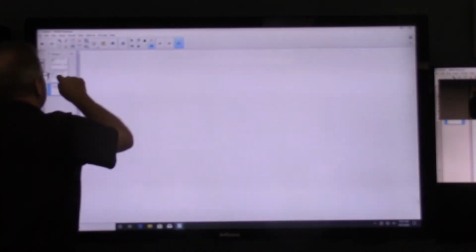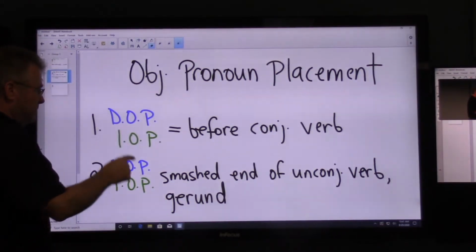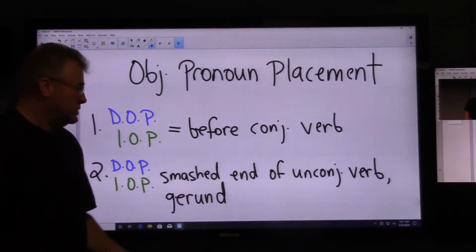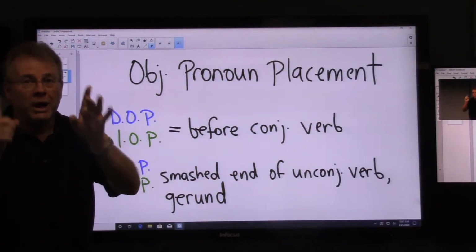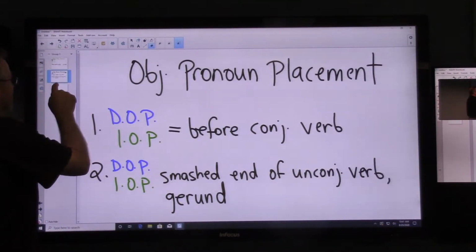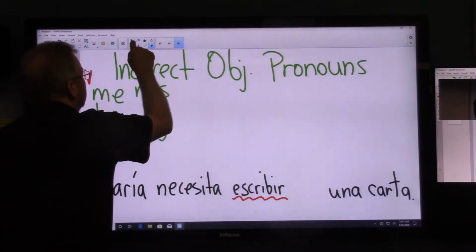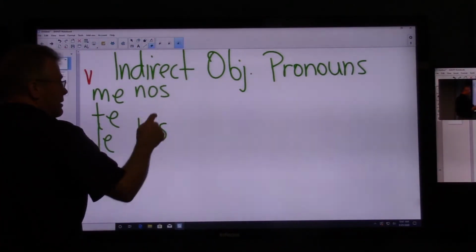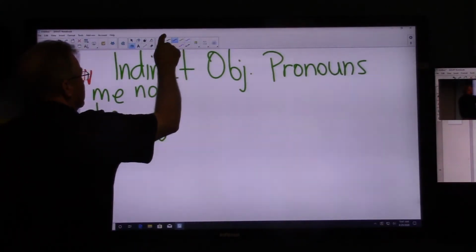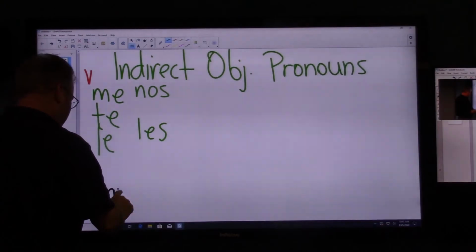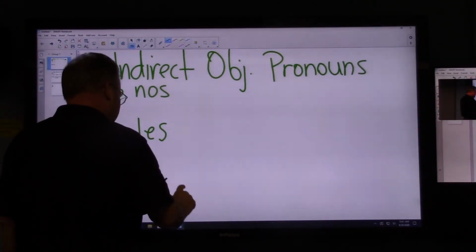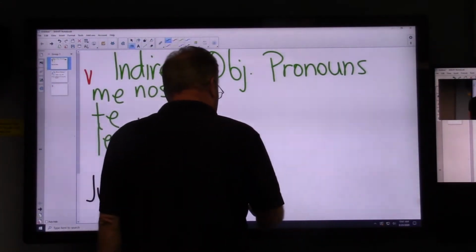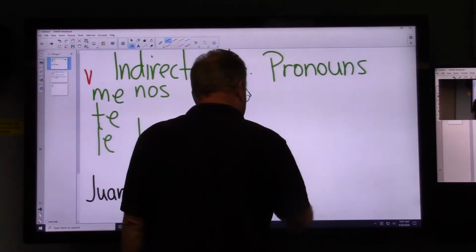Okay? So, again, what's the rule for object pronoun placement? They either go before the conjugated verb or smashed on the end of an unconjugated verb. We've practiced those. We can also smash them on the end of a gerund. Watch what happens, however, when we smash them on the end of a gerund. Let's go back to our sentences up here. Let's see. I'm going to erase this. Let's go back to Juan. What was Juan doing? He was giving a book. So let's say Juan está dando un libro.